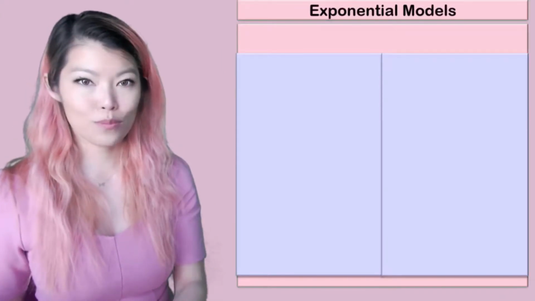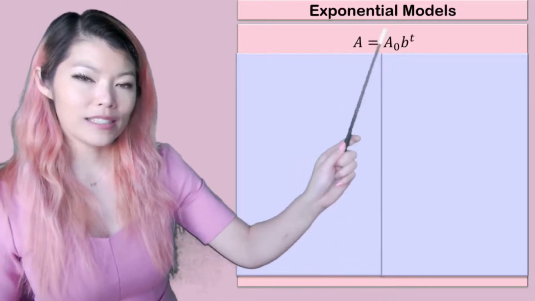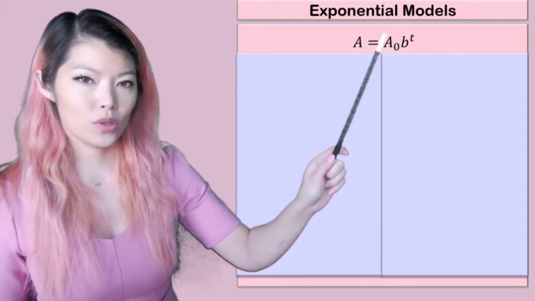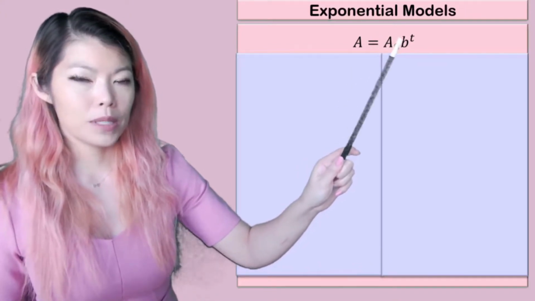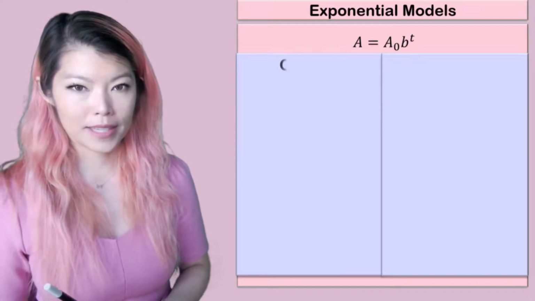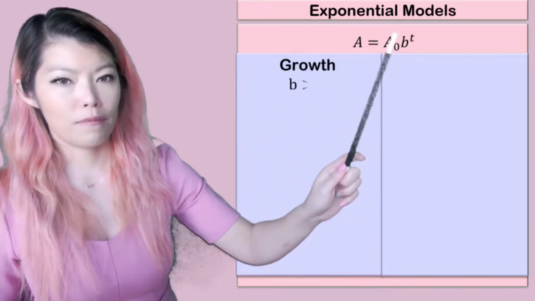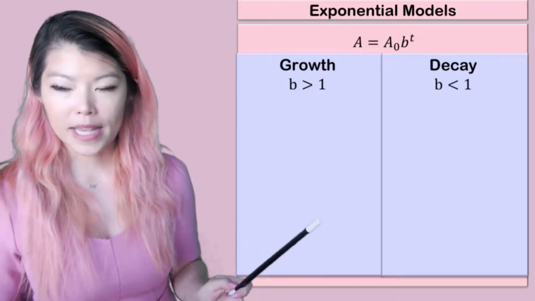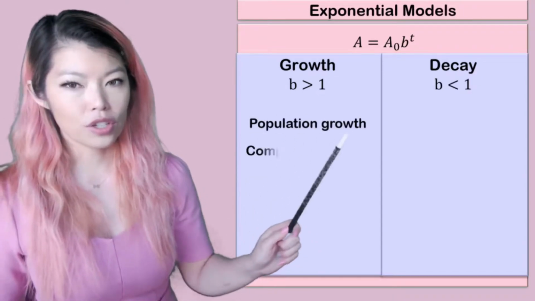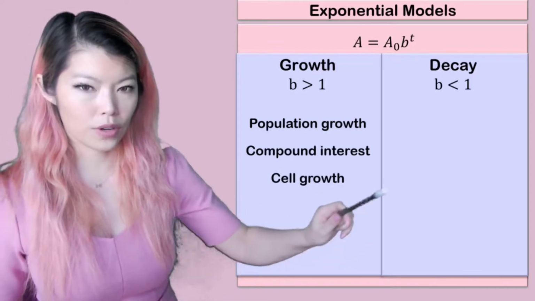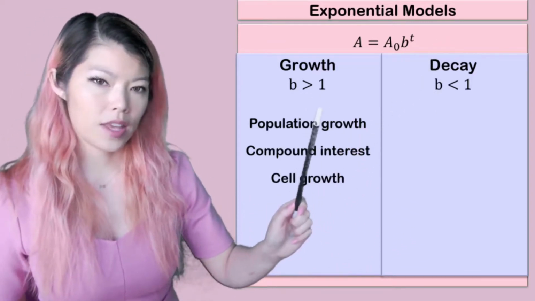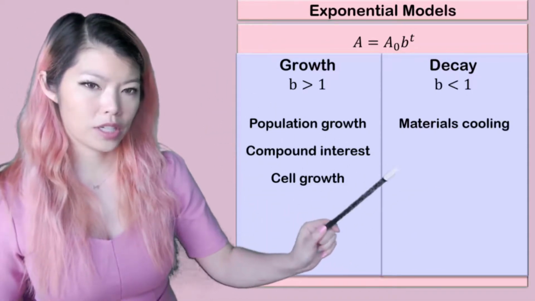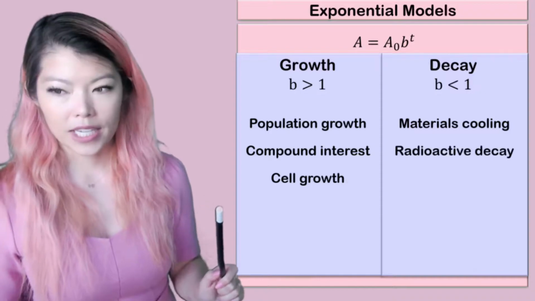Now, what do exponential models look like? They are usually something that looks like that. So there's an amount which is equal to the original amount, A0, times b to the power of t, t often being the time. Now I can describe growth if b is greater than 1 or decay when b is less than 1. Growth examples are such as population growth, compound interest, or cell growth, things that grow. And decay are things like, for example, materials cooling down, where the temperature just plateaus, or radioactive decay.